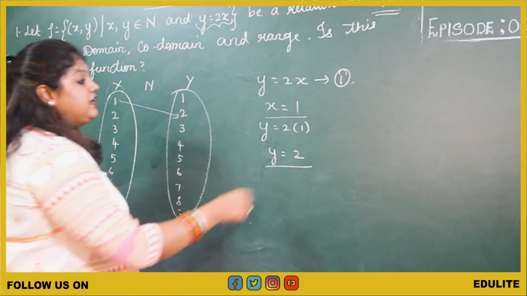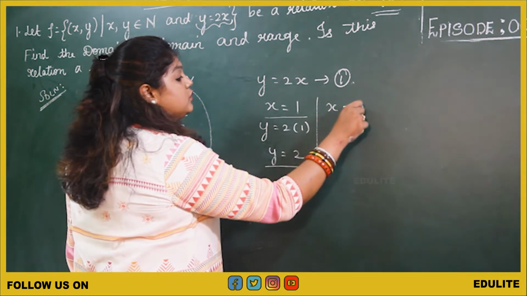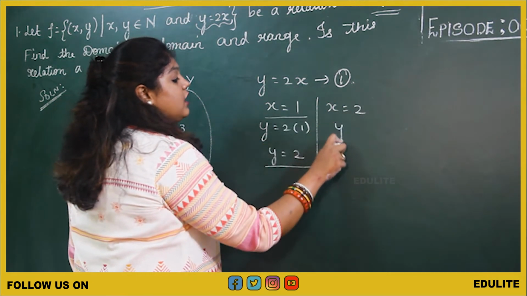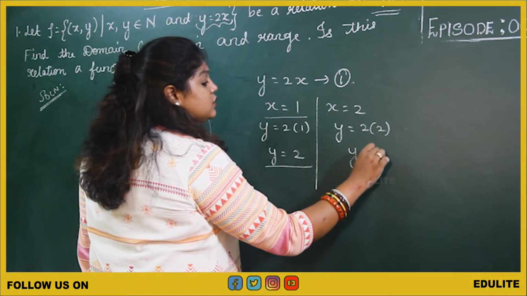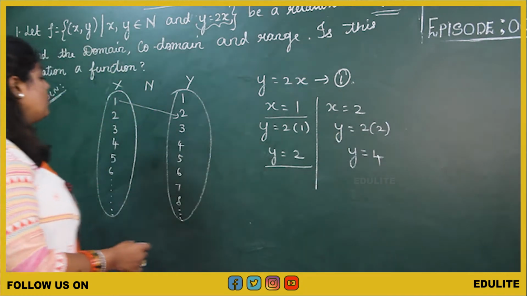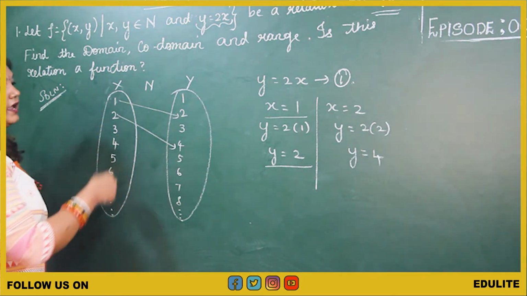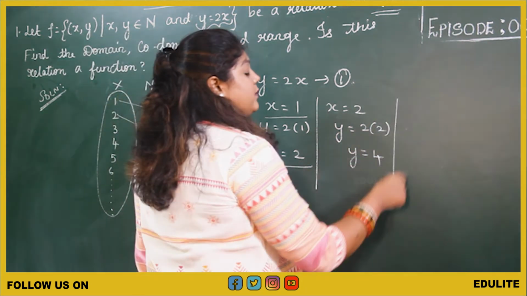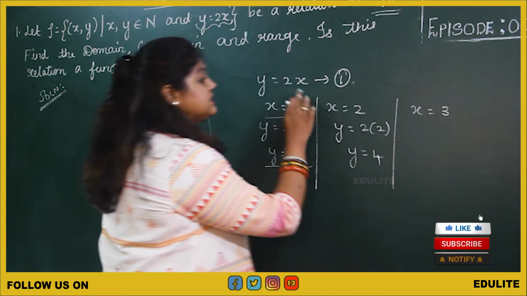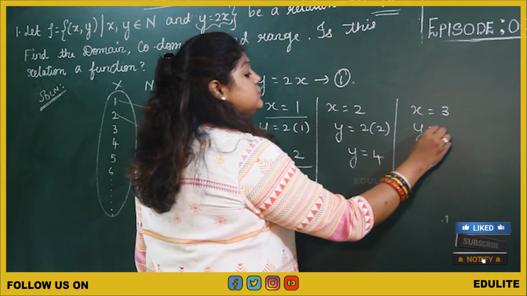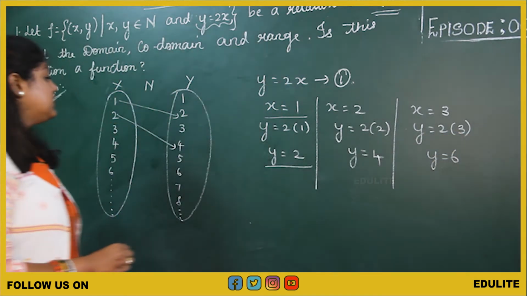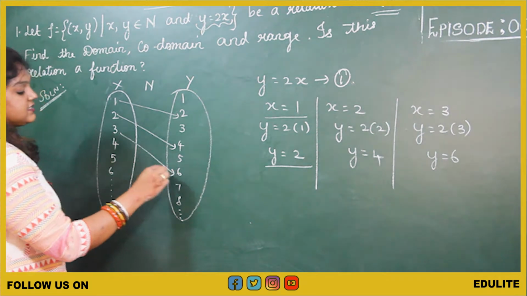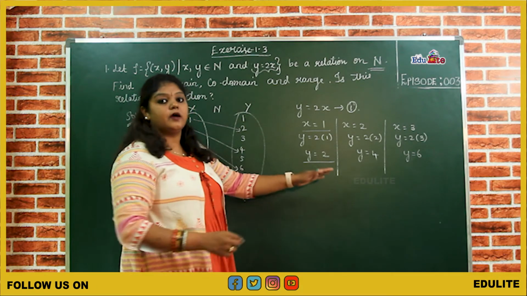Similarly, if we take x equals 2, substituting in the same relation y equals 2x, we get 2 into 2, y equals 4. When x is 2, y is 4. Next, when we take x equals 3, substituting it in the same relation, y equals 2 into 3, y equals 6. When x is 3, the y value is 6. So it goes on like this, it doesn't stop anywhere.